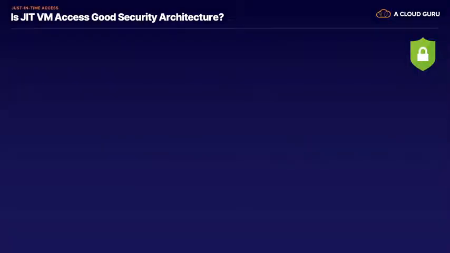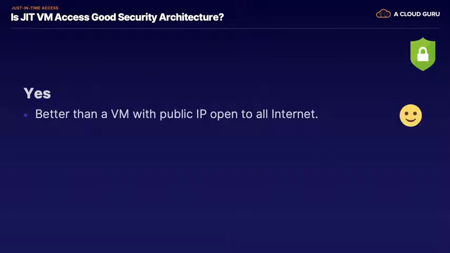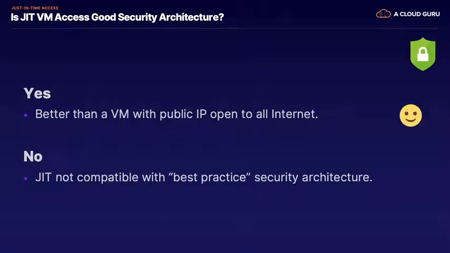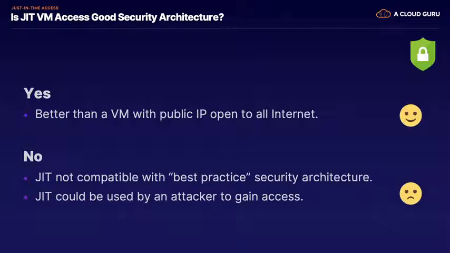So, I'd like to ask you a question. Is just-in-time access good security architecture? What's your answer? Yes or no? It may be that you said yes, because using just-in-time access is better than a virtual machine with a public IP address and unrestricted access from anywhere on the internet. Or your answer may be no, because you may think that just-in-time isn't compatible with good security architecture, and because just-in-time could potentially be used by an attacker to gain access.